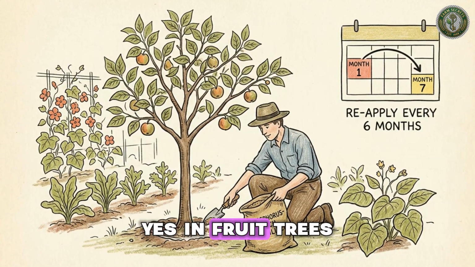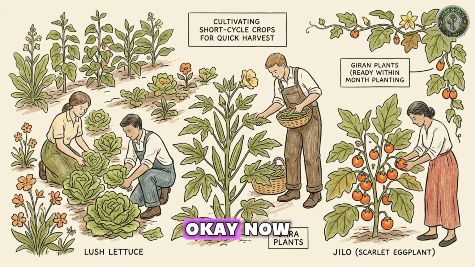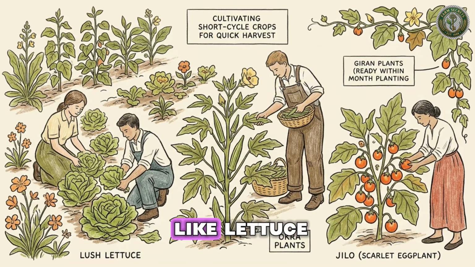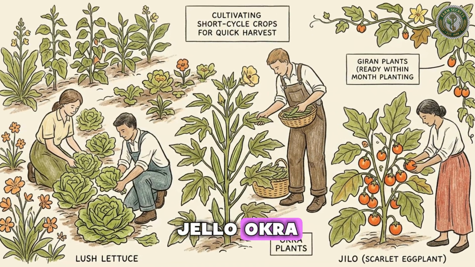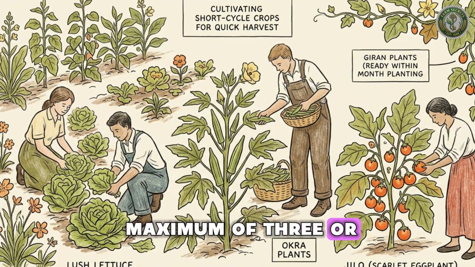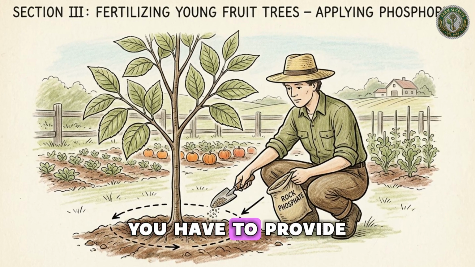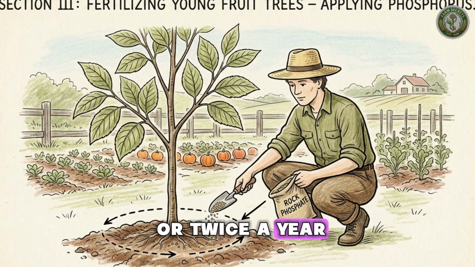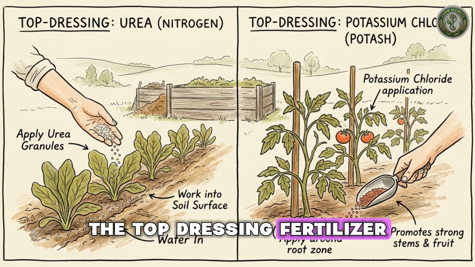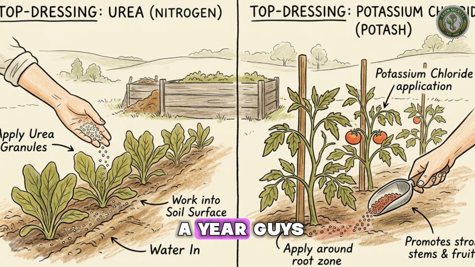Yes. In fruit trees, every 6 months, it's good to provide phosphorus, okay? Now, in short cycle crops like lettuce, gilo, okra, you don't need to because it's a crop you'll harvest in a maximum of 3 or 4 months. It's already finishing. So for fruit trees, you have to provide phosphorus at least once or twice a year. The top dressing fertilizer, which is urea and potassium chloride, 3 to 4 times a year.